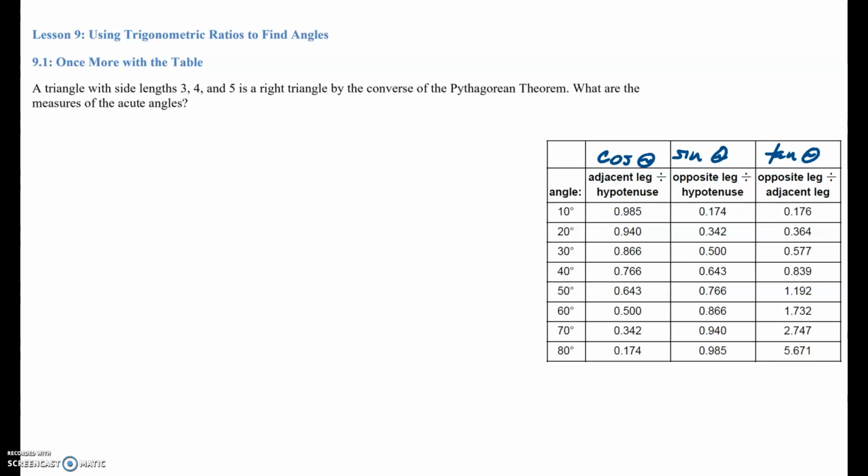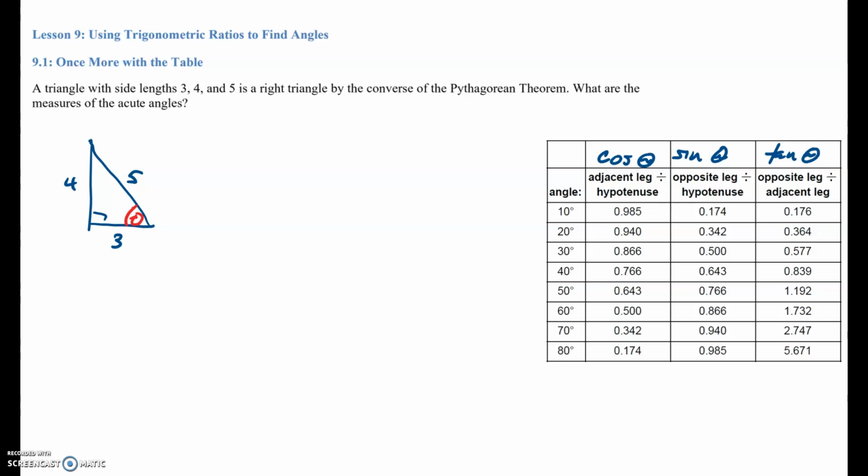So to the problem, we know we have a right triangle with legs 3 and 4 and a hypotenuse of 5. So we can sketch that out. There's our right triangle, legs 3 and 4 with a hypotenuse of 5. We will start first with this angle. We'll call this angle theta. And we want to figure out what is the possible measure of that angle theta.